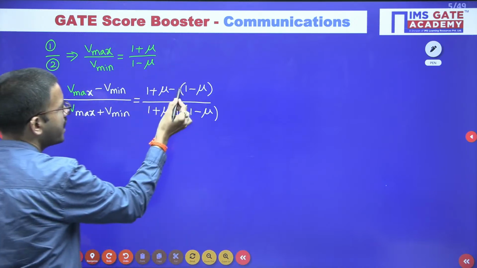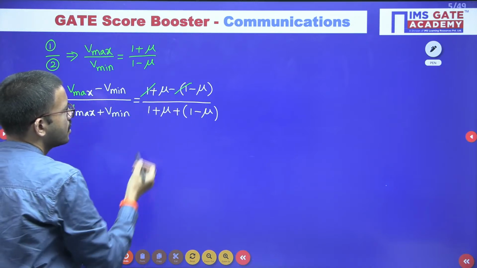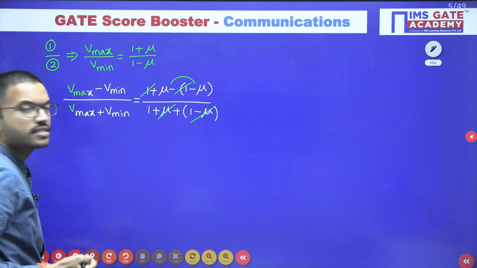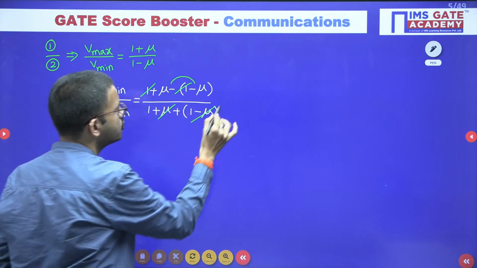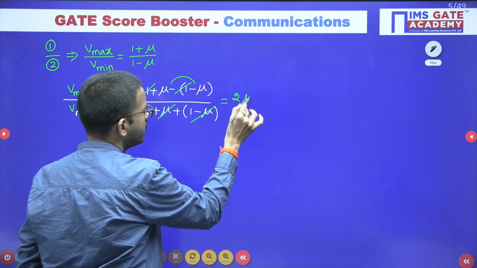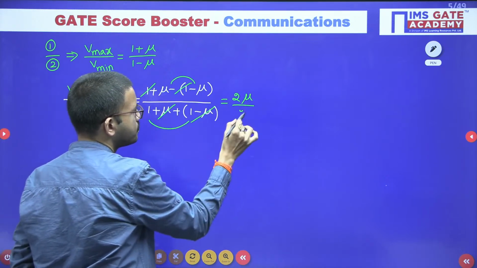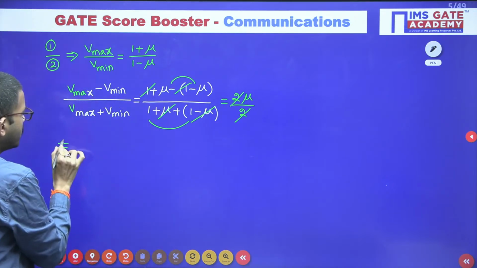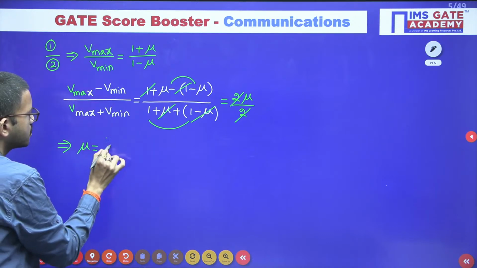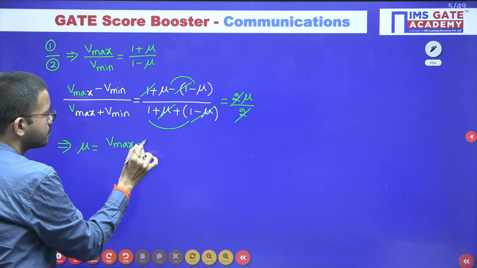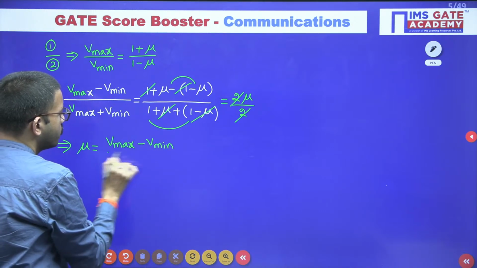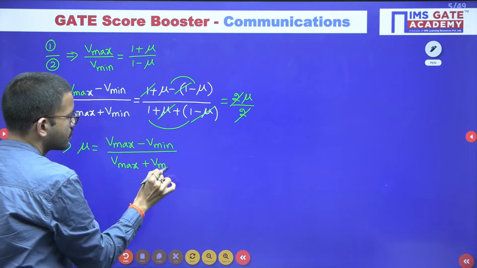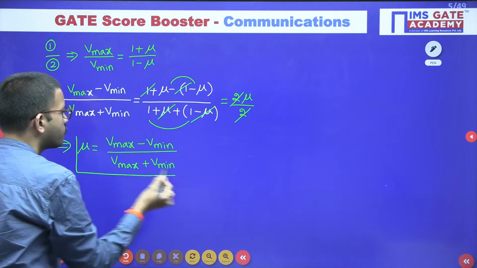Right. So here -1 and +1 will get cancelled. Then minus mu plus mu will get cancelled, minus of minus is plus. Mu plus mu is nothing but 2 mu, divided by 1 plus 1, which is 2. So the 2 will get cancelled and you are getting the modulation index mu. So we can write modulation index mu as (Vmax minus Vmin) divided by (Vmax plus Vmin). This is the modulation index formula.